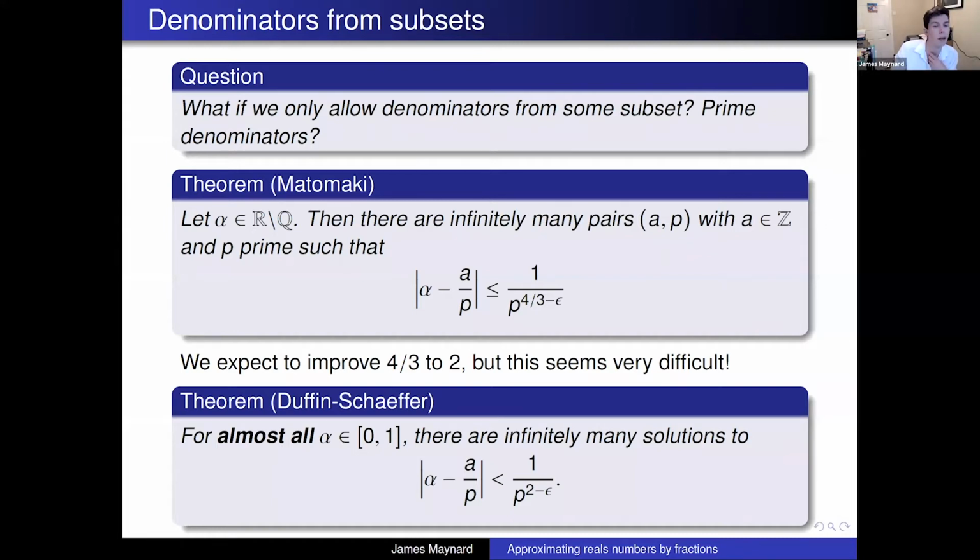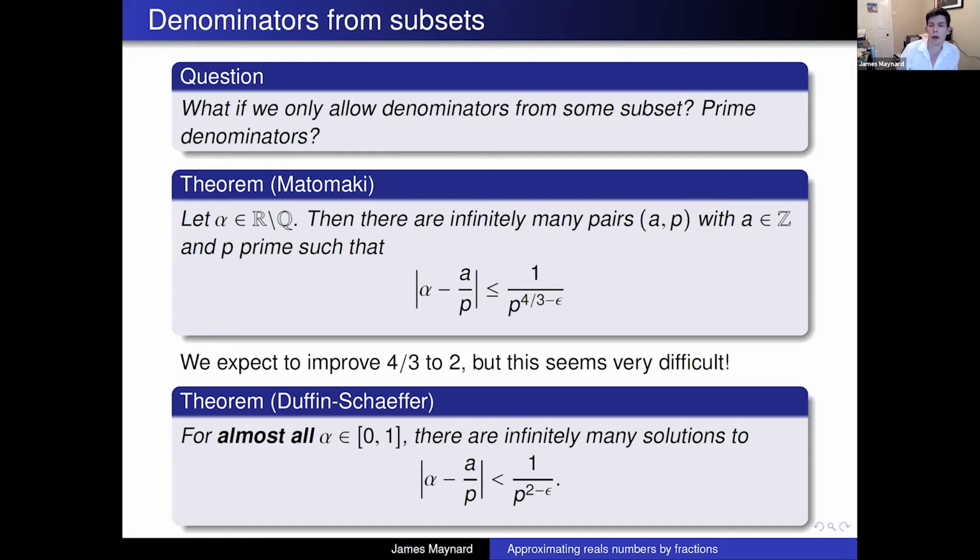and it's a theorem of Duffin and Schaeffer, which is much older than Matomäki's theorem and much easier to prove, that for almost all real numbers alpha, there are infinitely many pairs a and p, such that you get within 1 over p to the power 2 minus epsilon. And so again, almost all here means in a measure theoretic sense. So the set of exceptional real numbers between 0 and 1 would have measure 0.